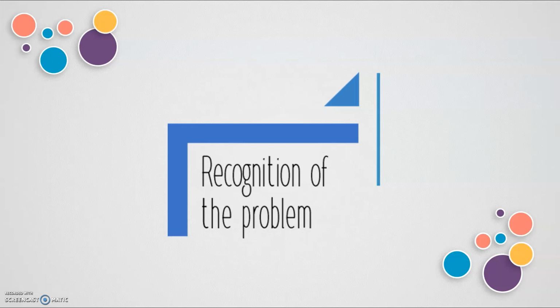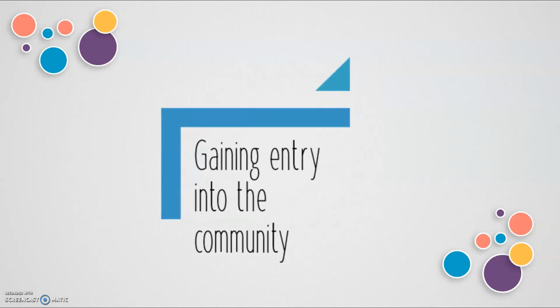Tapos kapag ka ganon class na top-down ang approach, the community must be notified that a problem is existing in the locality. Now, the second step is gaining entry into the community. For some, gaining entry is an easy task, but actually it's very crucial. Why? Because if the members of the community do not allow you to organize activities in their community, therefore, community organizing will fail.